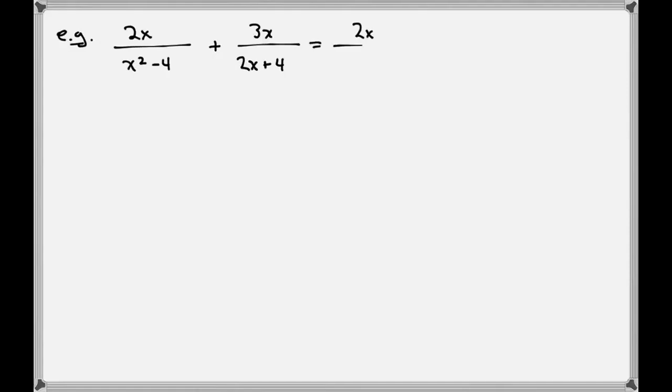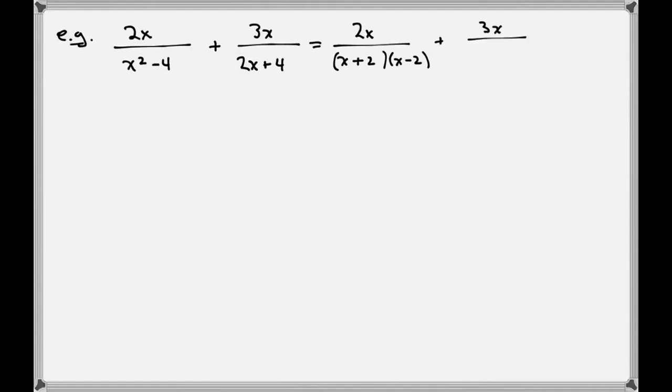Let's look at another addition example. Let's take 2x over x squared minus 4 plus 3x over 2x plus 4. Again, when you're doing addition of rational expressions, you need to find a common denominator, but that doesn't necessarily just mean taking this denominator here and supplying it over here, and this denominator here and supplying it over here. You always want to try to do this in an efficient way, and usually that means by finding the least common multiple of the two denominators, and that requires factoring. So the first thing I'm going to do is factor x squared minus 4 as x plus 2 times x minus 2.